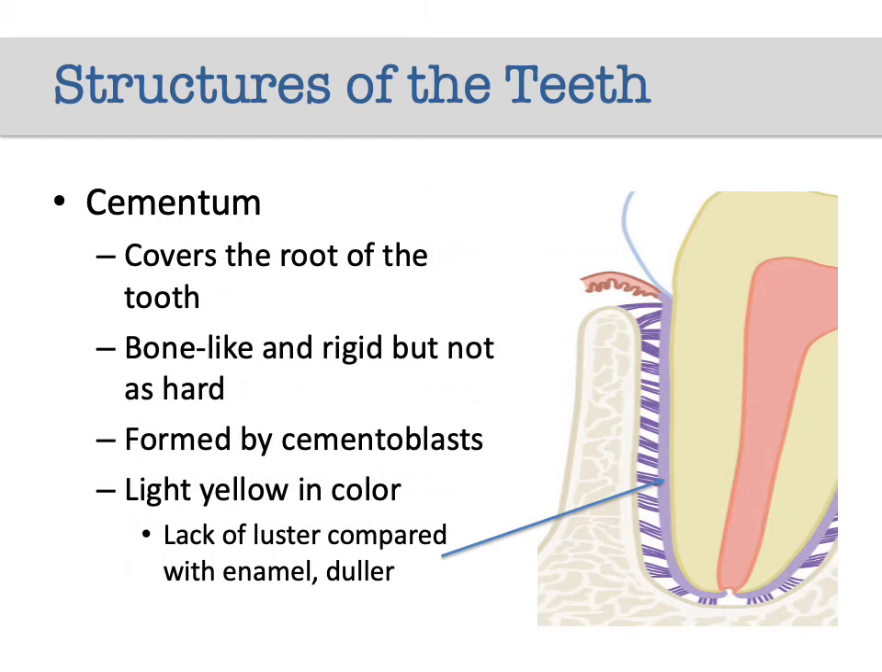As we discussed earlier, the cementum covers the root of the tooth. It is bone-like and rigid, but not quite as hard as bone. It's formed by cells called cementoblasts, and it is light yellow in color. There's a lack of luster compared with the enamel, so it appears much duller when you look at cementum.